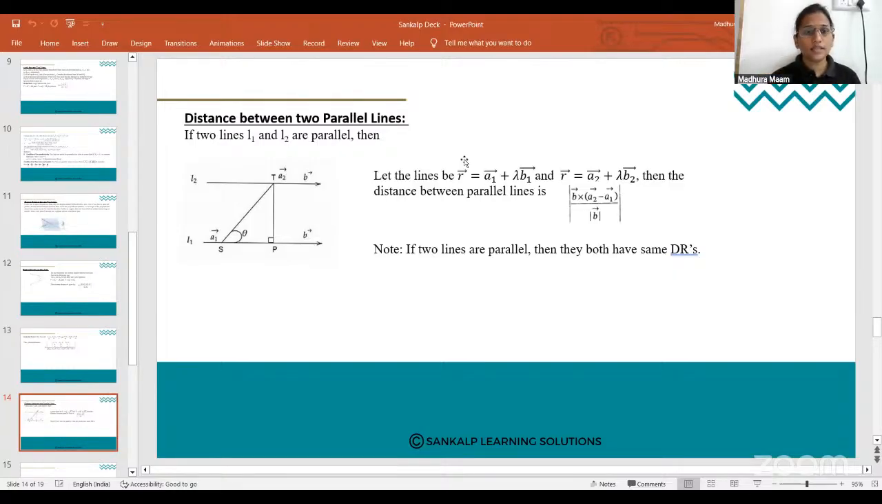And if two lines are parallel, their parallel vectors will also be parallel only. So b1 and b2 are the same, and b1 cross b2 will not come. There will be the same parallel vector. So only one vector comes here, the rest everything remains the same: b cross a2 minus a1 divided by magnitude of b.